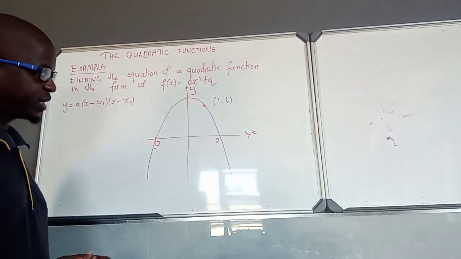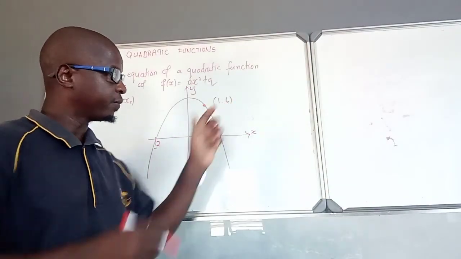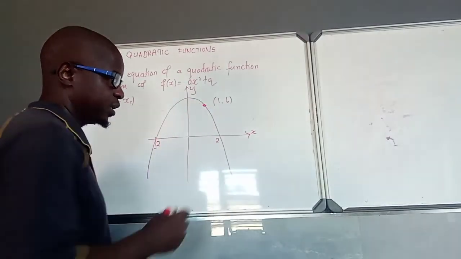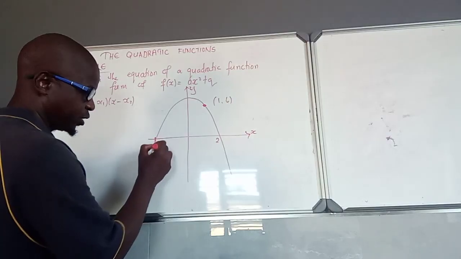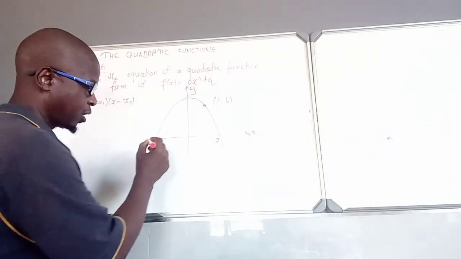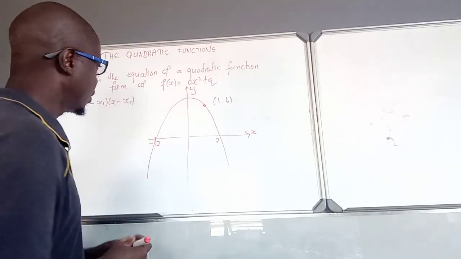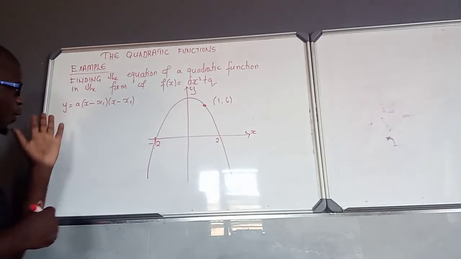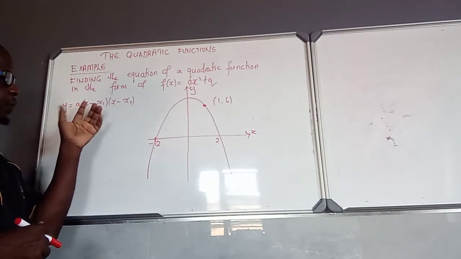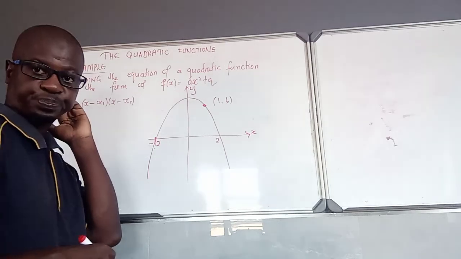I do have some information that is given. I have the point (1, -6) here. Very important to take note of this point. I also have other coordinates on the x-axis, -2 here and +2 that side. Now, the equation is given in this form: y = a(x - x1)(x - x2).